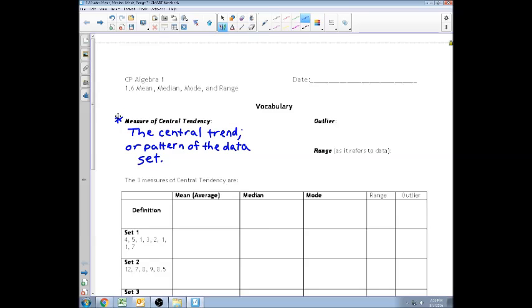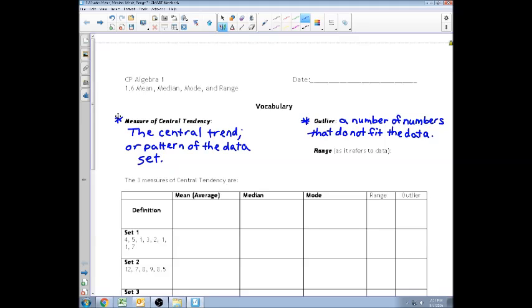Okay? The next thing we want to look at is the outlier. An outlier is a number or numbers that do not fit the data. Easy way to think about this, if I say I have in my data set the numbers 1, 2, 3, 7, 9, and then 50. 50 obviously just doesn't fit. It will be pretty obvious when you see an outlier.